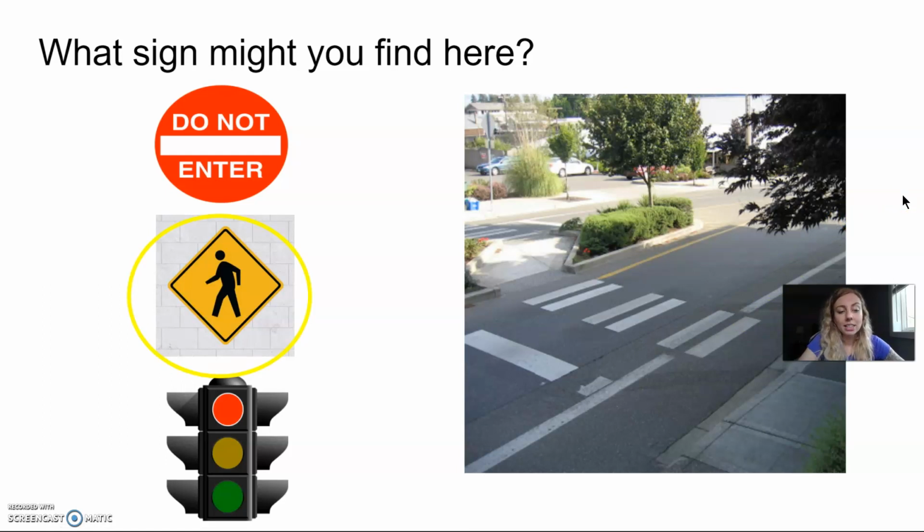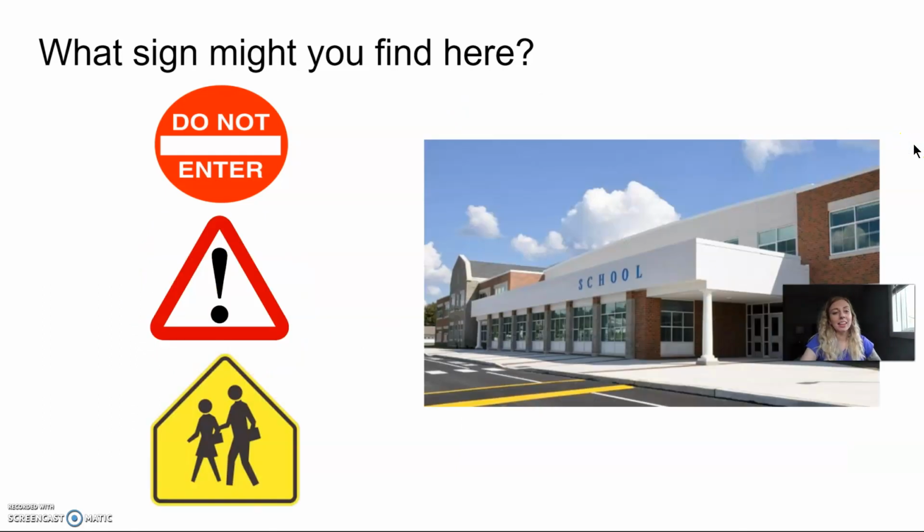The correct answer is the walk sign. So you can see we have a crosswalk right here, and it's likely that we will see the walk sign to let people know that we can walk there. And I bet you it's this sign right here in the corner. Okay, so go ahead and pause the video and tell me which sign you might see here.